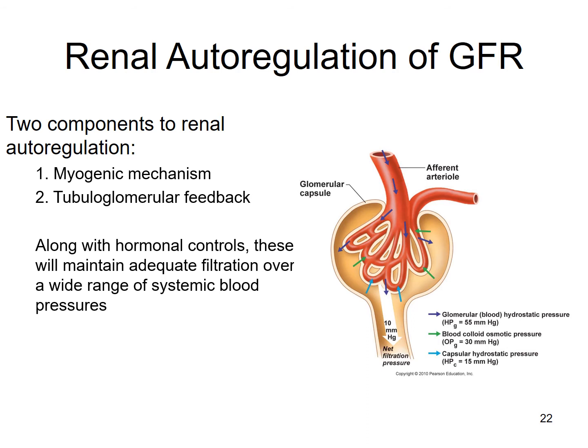So you'll recall that I mentioned just a little bit ago that the net filtration rate remains constant between 80 and 180 with a mean arterial pressure. And this is a really wide range of systemic blood pressures. So basically, if blood pressure goes up or down, then these mechanisms can respond to changes in blood pressure and keep your glomerular filtration rate relatively constant.